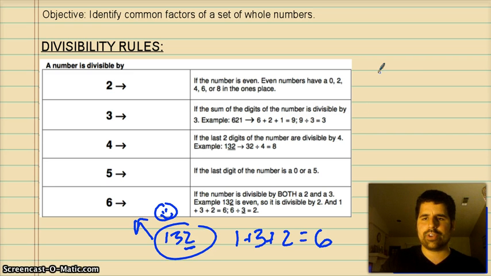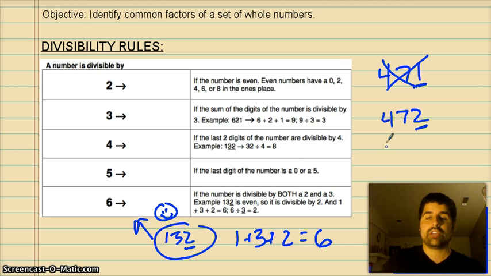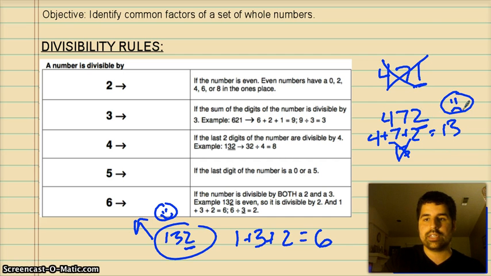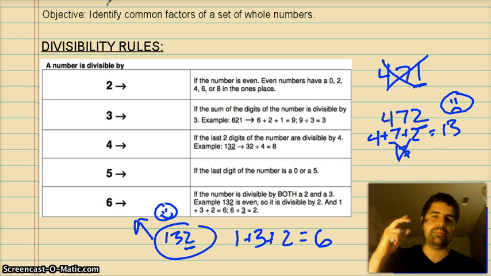Okay? Let's see a different number, 471. We already know that 2 won't go into that one, so that one's not divisible by 6 because it's not divisible by 2. What about 472? 2 will go into it. What's 4 plus 7 plus 2? That gives me 13. Will 3 go into 13? No. So that means 472 is not divisible by 6 because it has to be divisible by both 2 and by 3 to be divisible by 6.